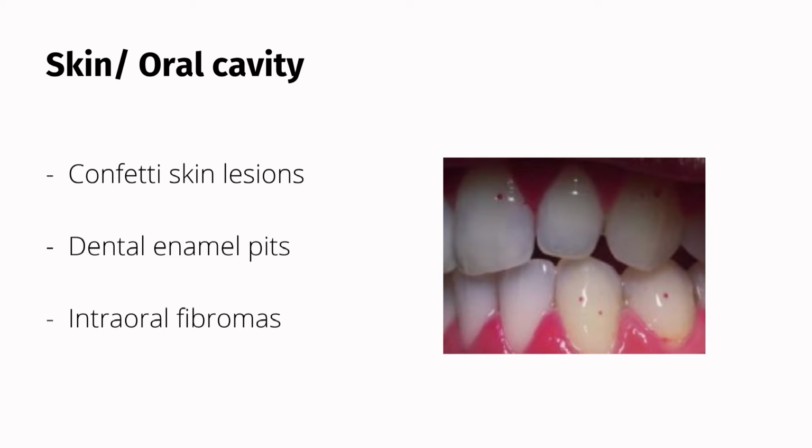Next, I will be talking about the minor features. So the characteristics and symptoms that affect skin and oral cavity, which fall under minor features, are confetti skin lesions, which are white freckles. And then there's dental enamel pits, which is shown in the photo on the right, and it's little holes in the teeth. And then there's also intraoral fibromas.